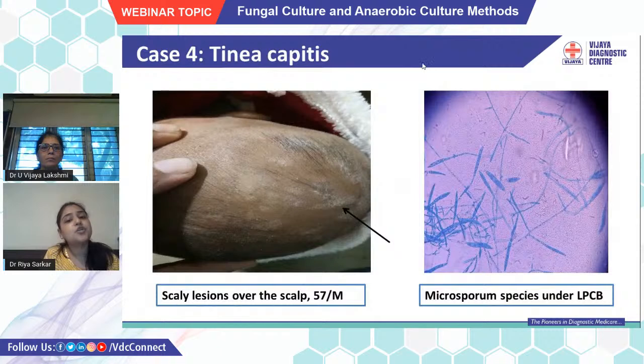Tinea capitis was diagnosed by us when the scaly lesions over the scalp were provided to us, and we found Microsporum species under the LPCB.